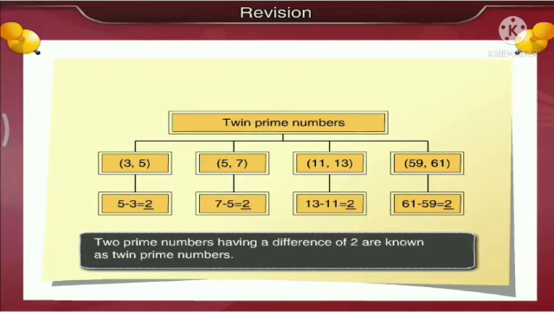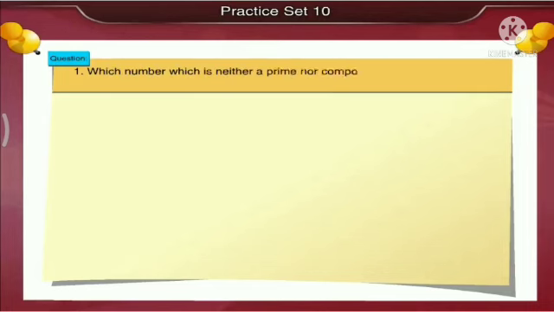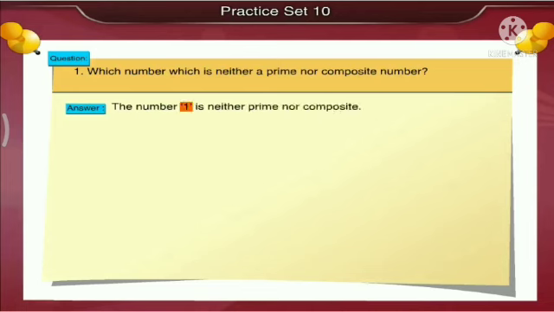Now let us see our practice set 10. Let us start with the first question: which number is neither a prime nor a composite number? That is 1. 1 is neither prime nor composite because it has a unique number.